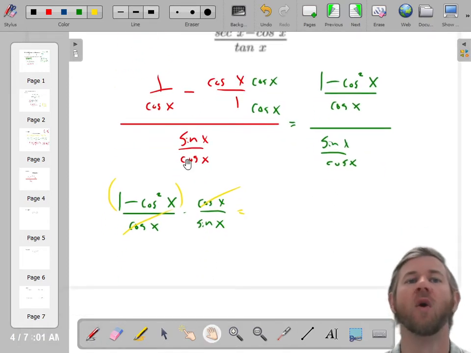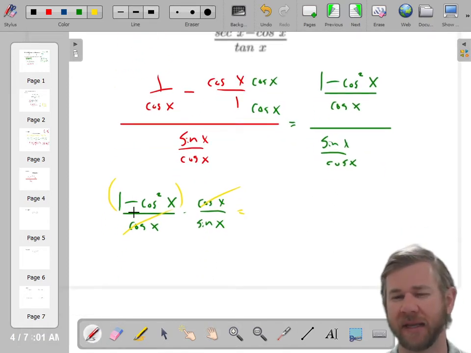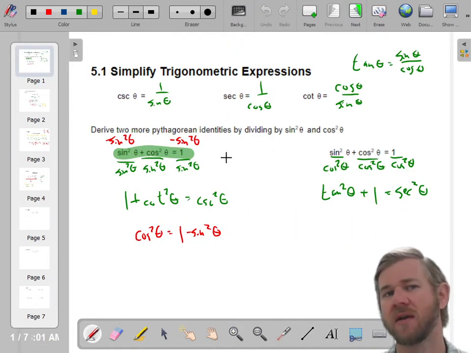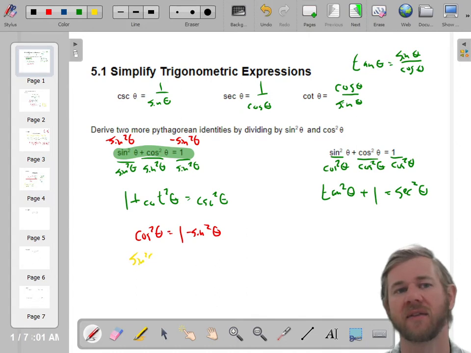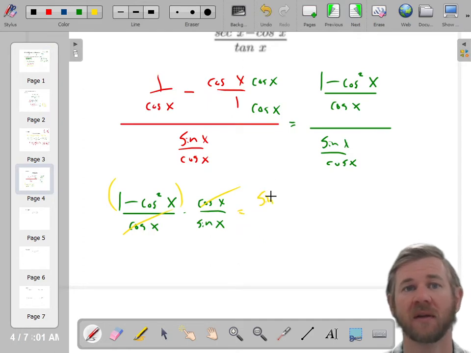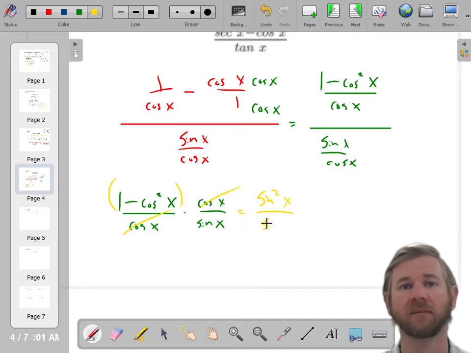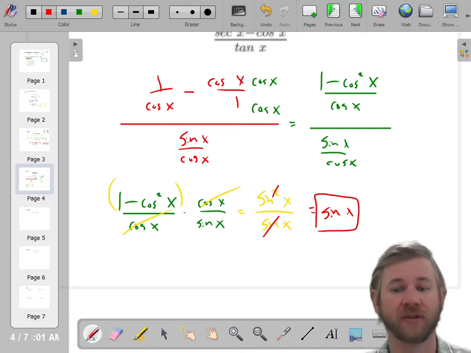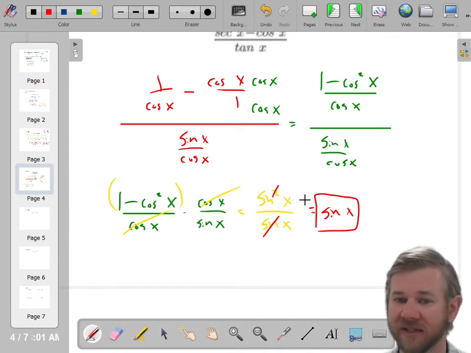And then I have 1 minus cosine squared, which I'm like, wait a minute, 1 minus cosine squared. I could do the same thing here, subtract cosine squared, and I would say sine squared theta is 1 minus cosine squared theta. So instead of 1 minus cosine squared, I'm going to put sine squared. Now I can cancel out 1, and I have sine of x. So the whole thing simplifies to the sine of x. We have this big fraction, we just simplified to sine of x.